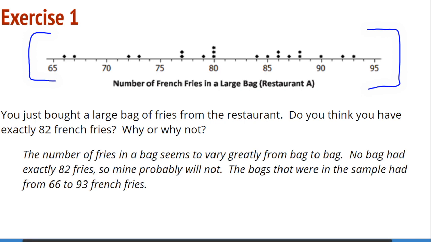Well, it looks to me like there's a lot of variability here. So none of the bags had exactly 82 French fries, so mine's probably not going to have 82 French fries either. The bags that were in the sample had from 66 to 93 French fries. A lot of variability. None of them had 82. I'm probably not going to have 82.